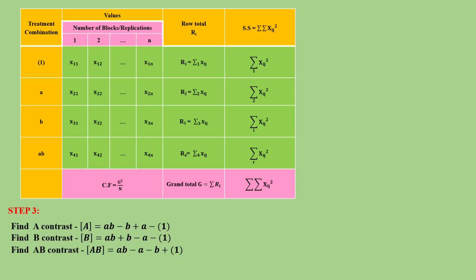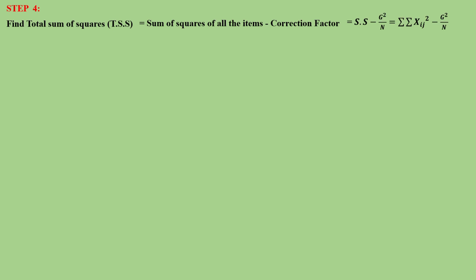Then the AB contrast, yes, so square bracket [AB] equals ab minus a minus b plus (1). Step 4, find the total sum of squares, right? So same formula, and find the contrast A sum of squares, ASS. So the formula is A contrast squared by 4n.